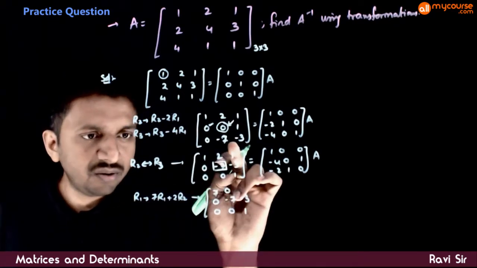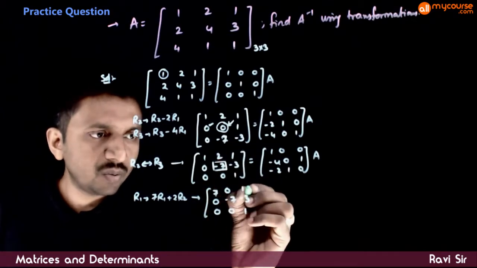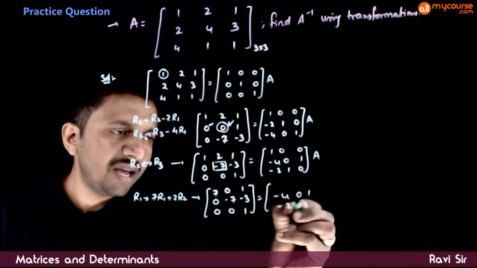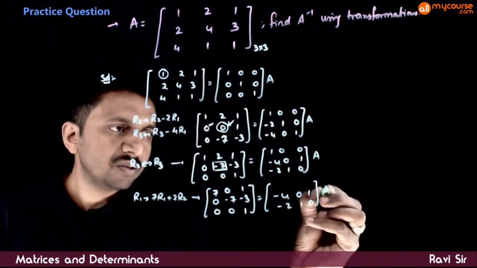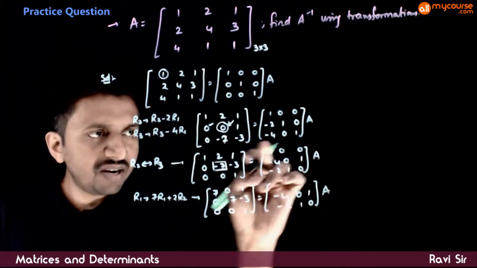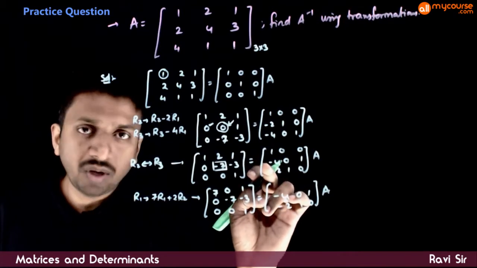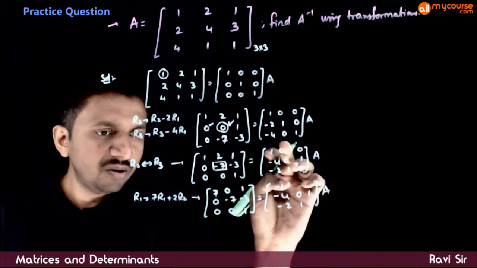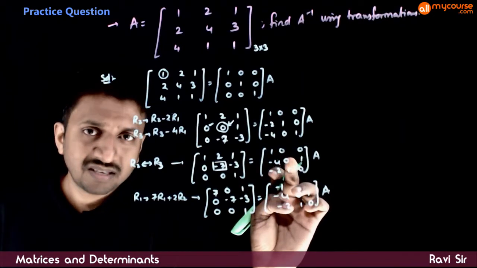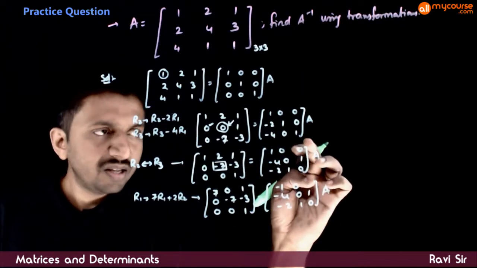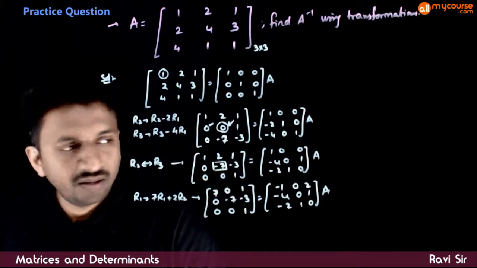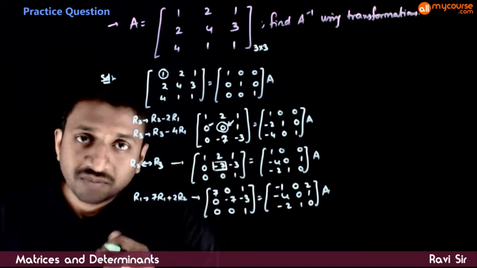So 7 0, 7 minus 6 is 1. On the right side, minus 4 0 1, minus 2 1 0. So what does R1 become? 7 times R1 plus 2 times R2. So 7 minus 8 is minus 1. 0 plus 0 is 0. 0 plus 2 is 2. So these two have become zeros.